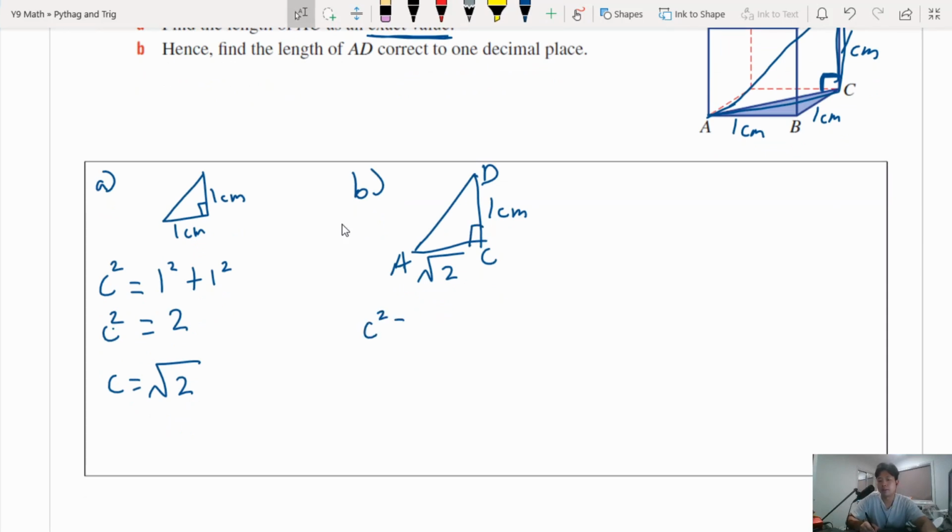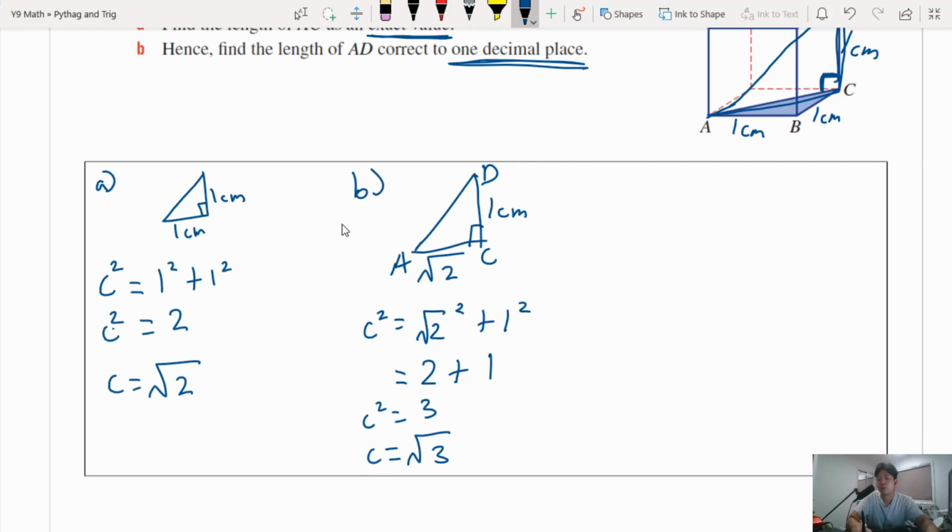Alright, so C squared, longest side, we don't know that, so we'll just keep that as C, is square root 2 squared plus 1 squared. And square root is just the opposite of a square. So squaring a square root means we just get rid of that square root. So it just becomes 2 plus 1 squared, which is 1. And that gives us C squared equals 3. So C is square root 3. And this time it wants the answer correct to 1 decimal place. Remember, make sure you're always reading this information carefully. So this time we will need a calculator. So square root 3. C therefore equals 1.7.